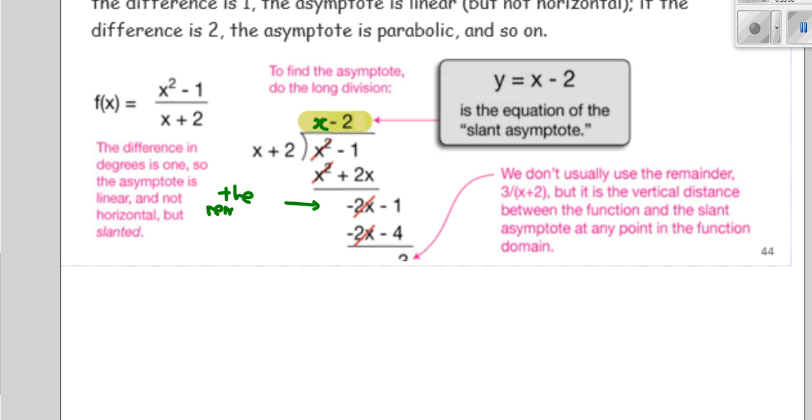Wait, Miss Molly, where did you get the second line from? That times that. You have to times it to work out the remainder. Where did you get the negative 2 from? Oh, that hasn't been worked out yet. Yeah, we're not there yet.